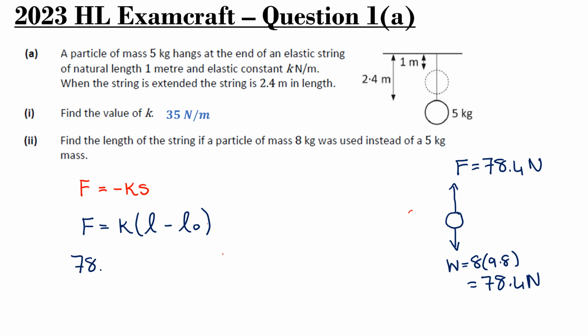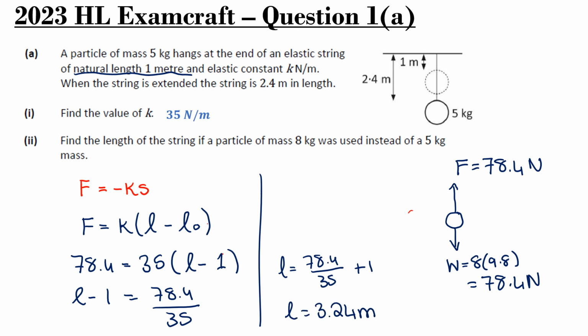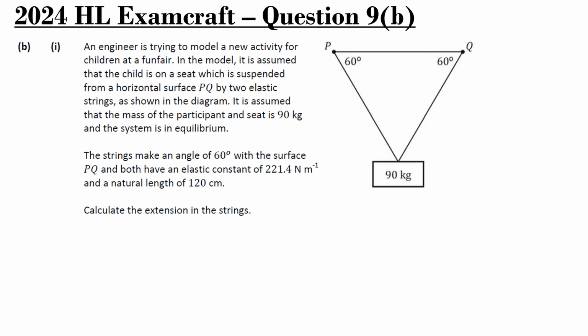So our force, 78.4, is equal to K times. In this question, the natural length is still the same. That hasn't changed. We do know our K, that's 35, because that hasn't changed. Our natural length hasn't changed, but we don't know our L. So we have L minus 1. So L minus 1 is equal to 78.4 divided by 35. And then to work out L, it's going to be 78.4 divided by 35 and then add our 1. So 78.4 divided by 35 gives us 2.24, plus 1, which is 3.24 meters.